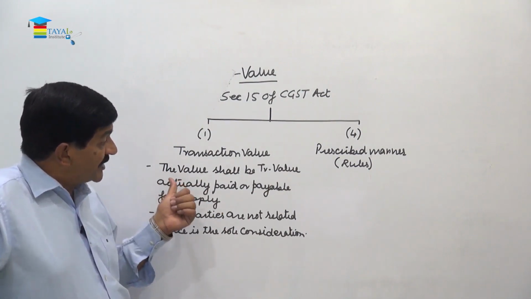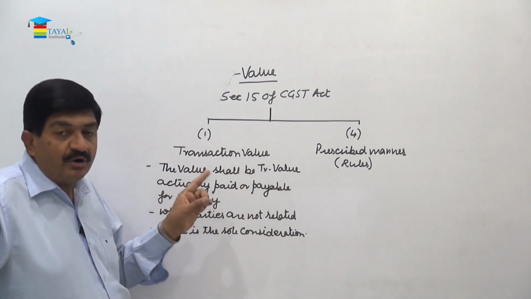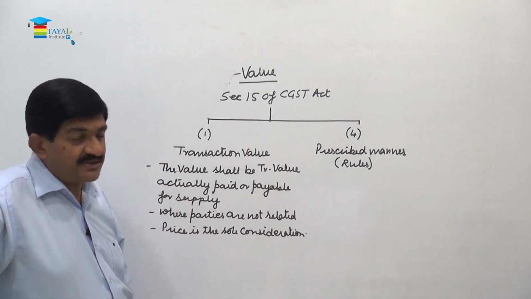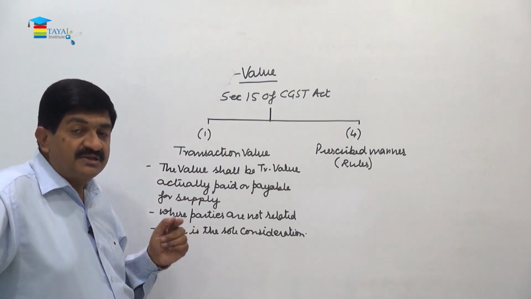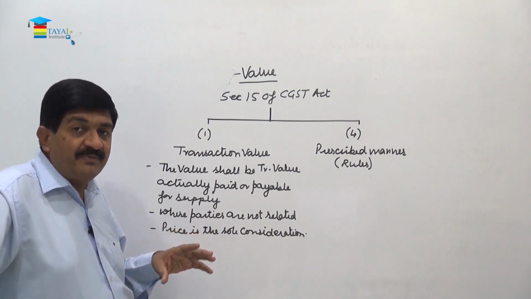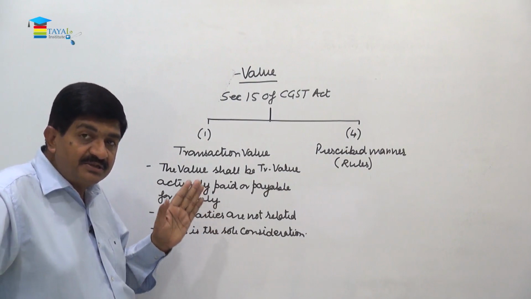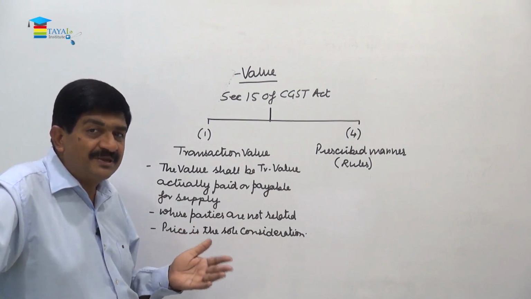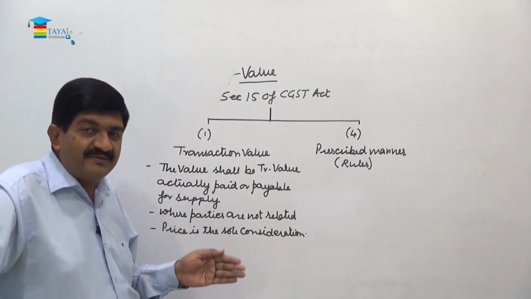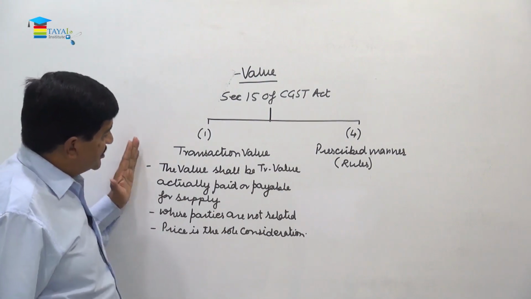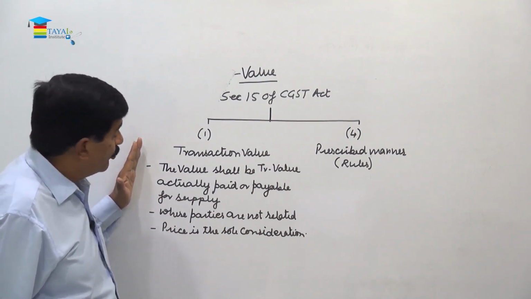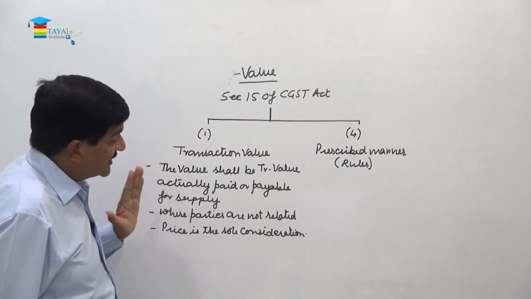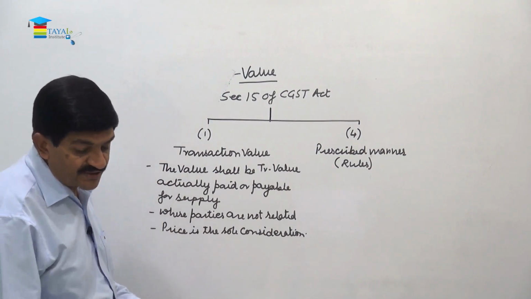So this says the value shall be the transaction value actually paid or payable. When it is paid, that is not the question as far as GST is concerned, right? In the time of supply, we talk about either receiving payment or raising of invoice, that is okay, but it is not given in the GST that within how much time the recipient should make the payment for the supply. So even if the payment is not made, still there is a time of supply. Okay, so transaction value is acceptable provided the value is the transaction value paid or payable for the supply where parties are not related and price is the sole consideration.